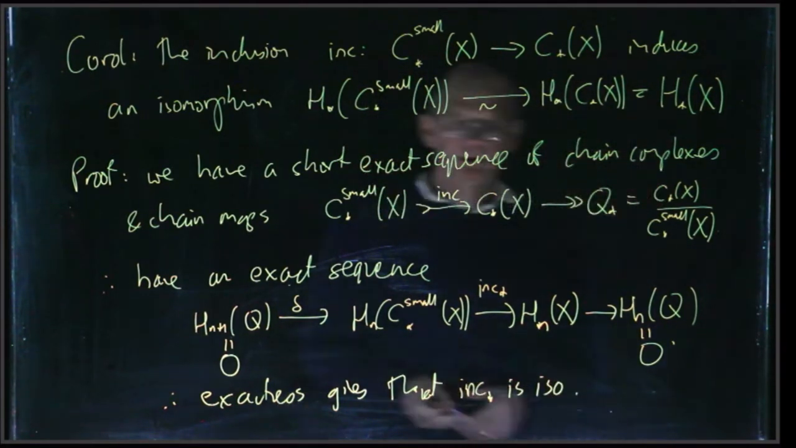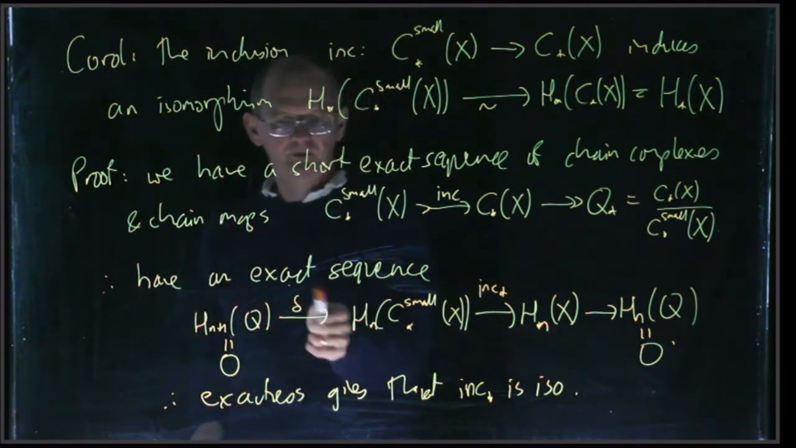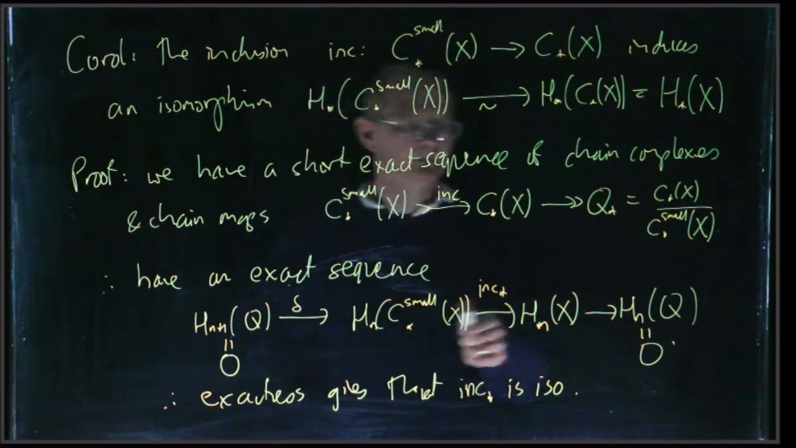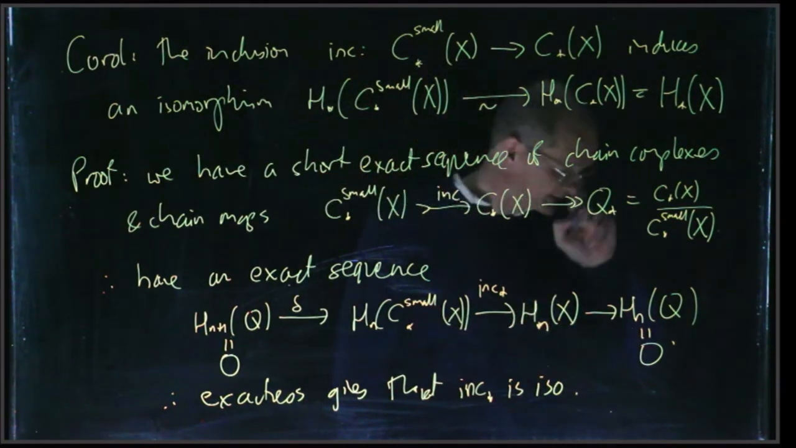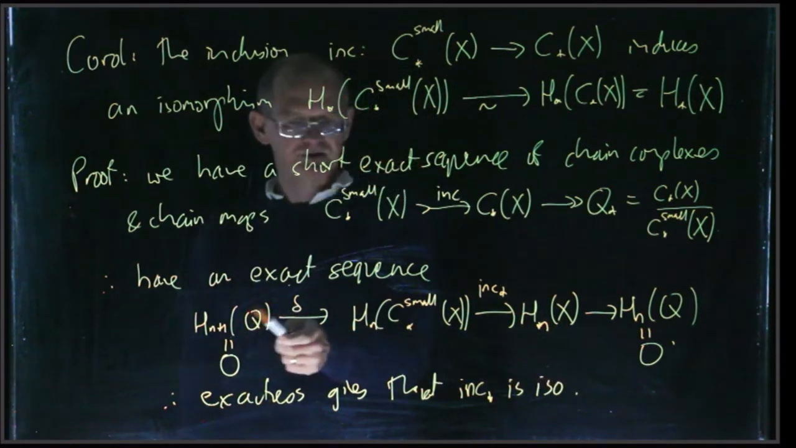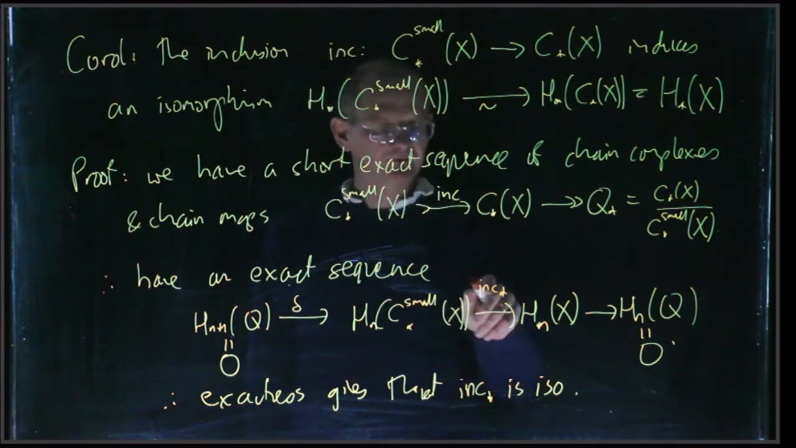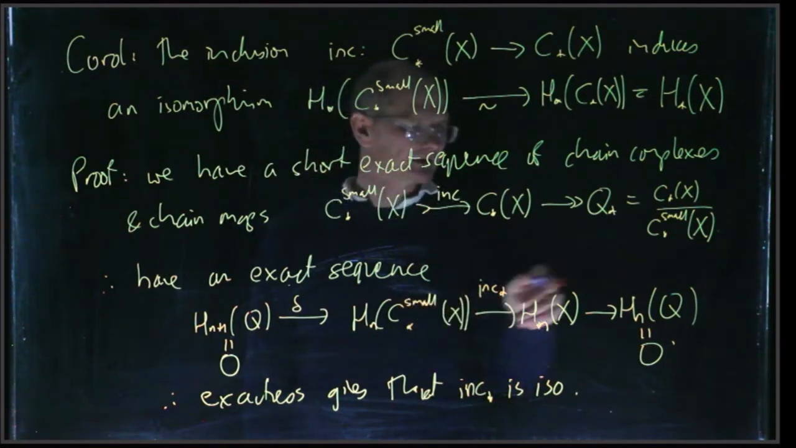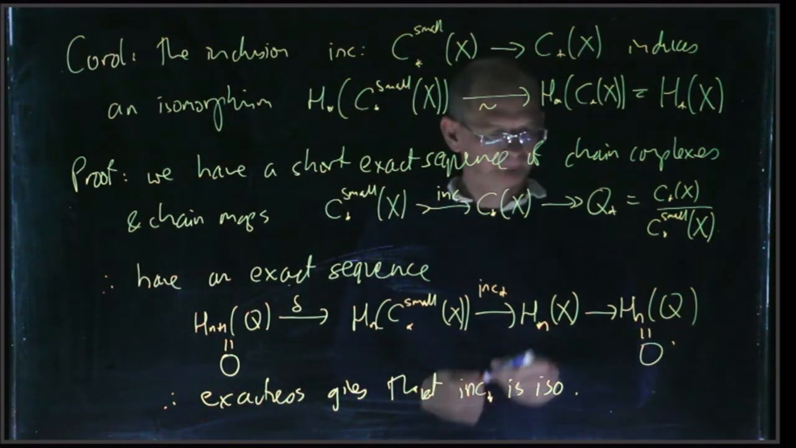So the kernel of inc star is the image of this delta, which has to be 0, and the image of inc star is the kernel of the map from HnX to 0, which is all of HnX. So if the image of delta has to be the kernel of inc star, the kernel of inc star is 0, so inc star is injective and also surjective. So this is an isomorphism.